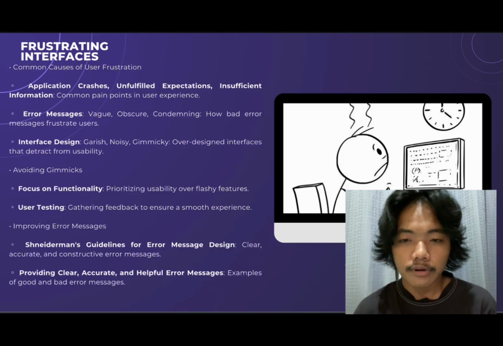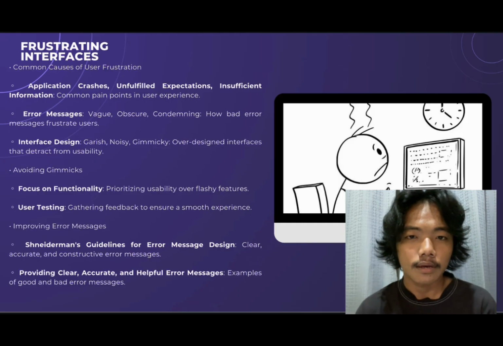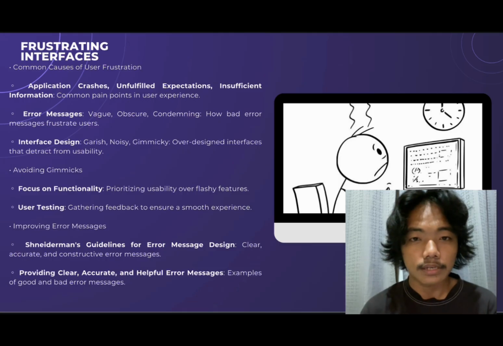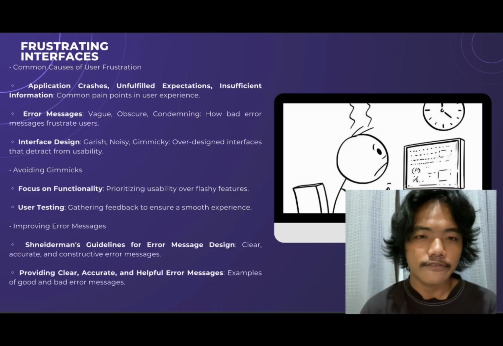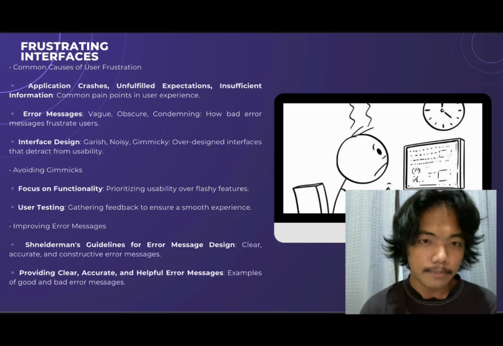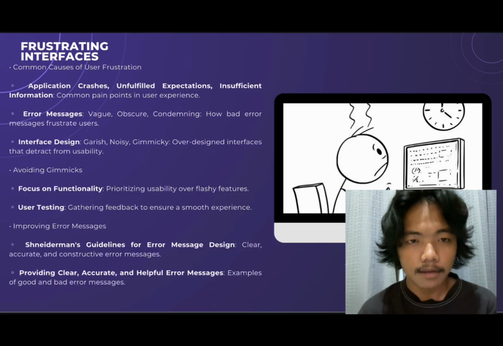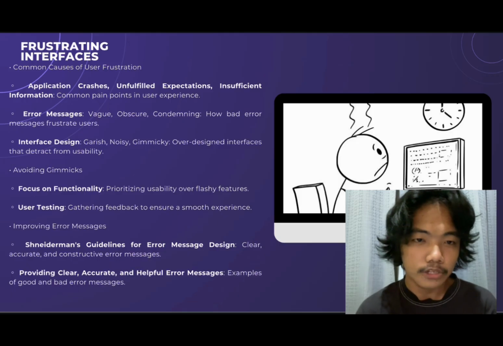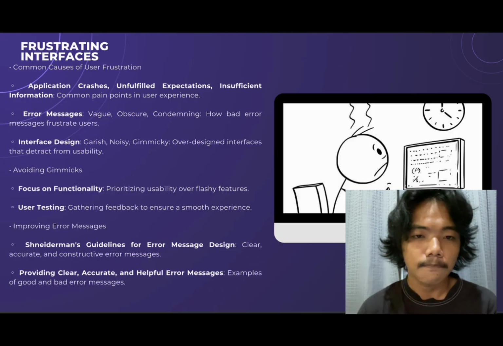Second, poor error messages. Vague, obscure, condemning: how bad error messages frustrate users. Third, interface design. Garish, noisy, gimmicky. Over-designed interfaces that detract from usability. And avoiding gimmicks. Focus on functionality, prioritizing usability over flashy features, using testing and gathering feedback to ensure a smooth experience.